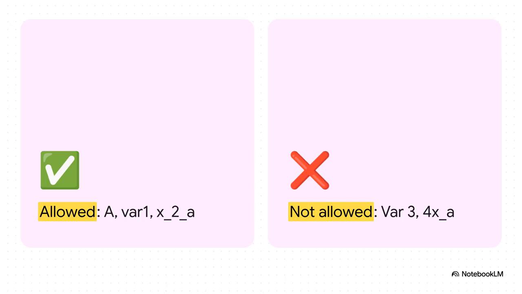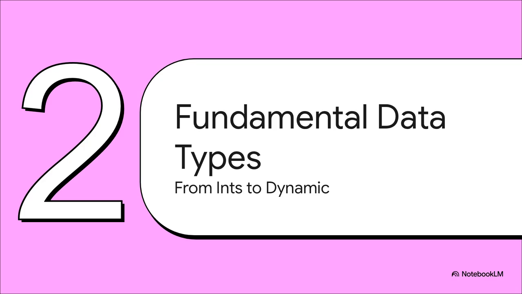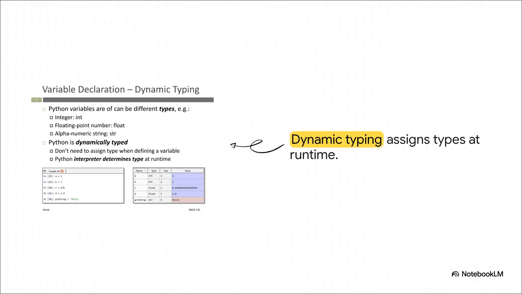But getting this right from the very beginning saves you from those endless, incredibly frustrating syntax errors when you're deep in a coding session. Moving right along to Section 2, Python's fundamental data types, from integers to dynamic typing. This brings us to a super powerful and honestly sometimes confusing feature, dynamic typing. In older languages, like C or Java, you have to explicitly declare what type of data a variable is going to hold before you ever even use it. You literally have to tell the computer beforehand, hey, this variable will only ever hold an integer. Python doesn't do that at all.